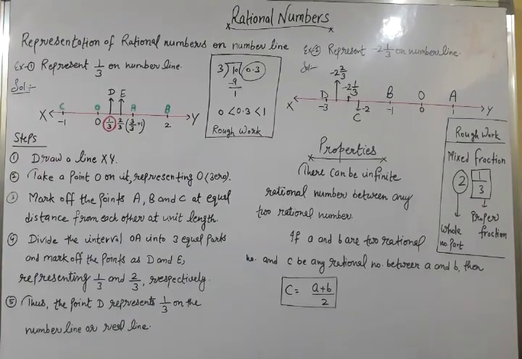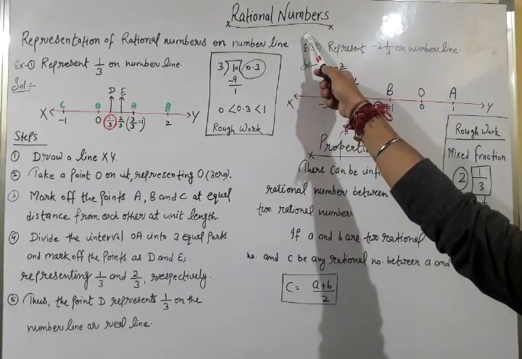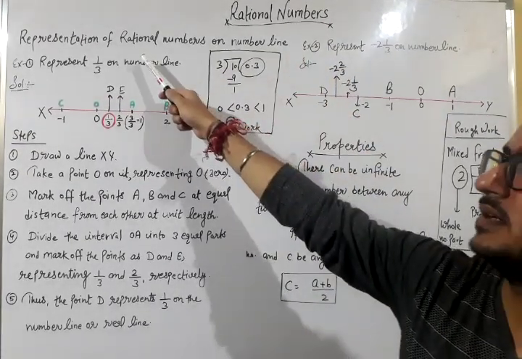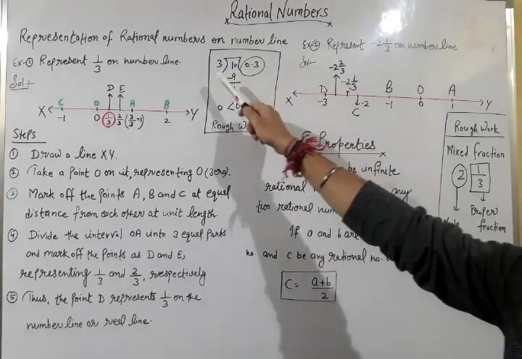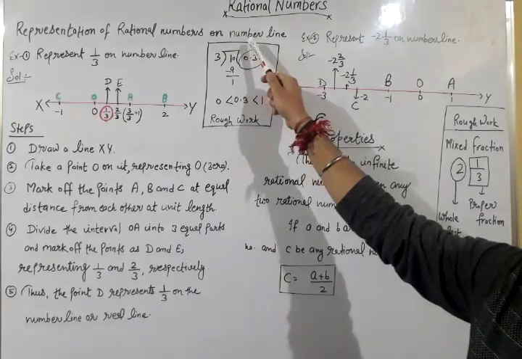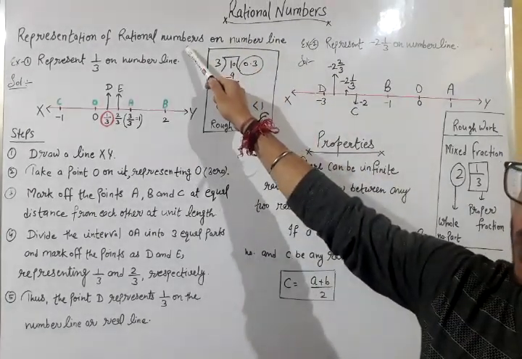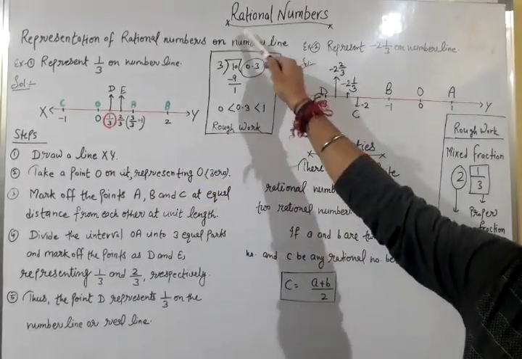Jai Hind everyone. We all are studying rational numbers, and today's topic is representation of rational numbers on number line. Yes, in this video we will represent rational numbers on number line, positive rational numbers as well as negative rational numbers.